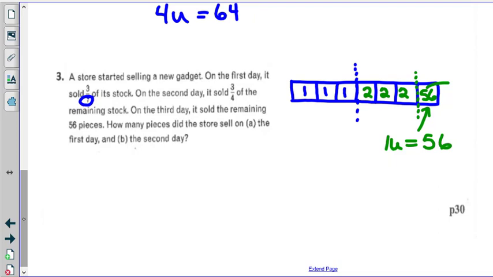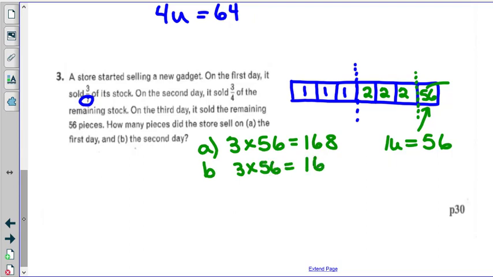Well, because it's 3 units that first day, 3 times 56, and 3 times 6 is 18, carry that 1, 3 times 5 is 15, and 1 makes 168 on the first day. On the second day, so part B, it's exactly the same, because they also sold 3 units. So 3 times the 56 on the second day would also be 168. And on the third day, we figured that out was the 56. So 168 on both day 1 and day 2.